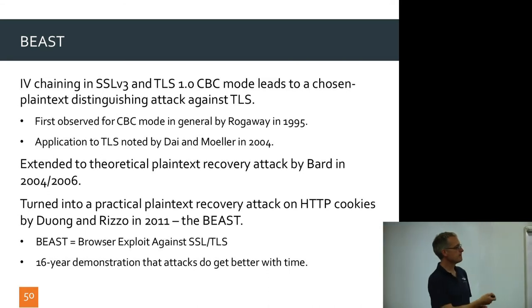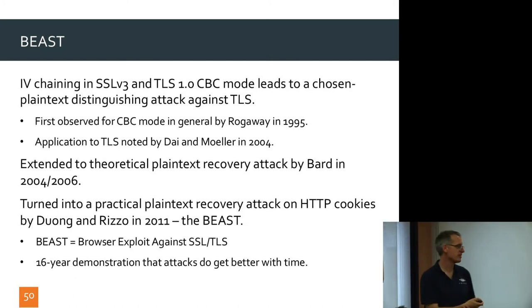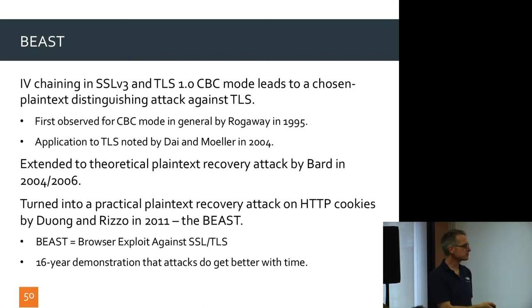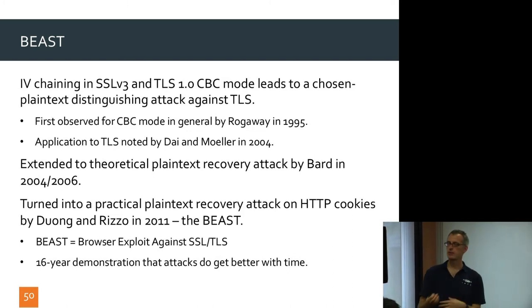They called their attack the BEAST, and this was all about having a cool name for the attack. It wasn't because it stood for anything. It does stand for Browser Exploit Against SSL/TLS, but I think that's more by luck than judgment. And the key point here, well, there are two key points. One is it took 16 years between Phil Rogaway pointing out this was a bad idea, to it being a real attack that would recover plaintext.